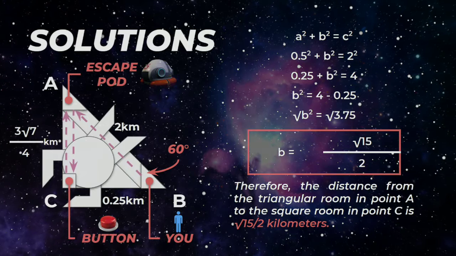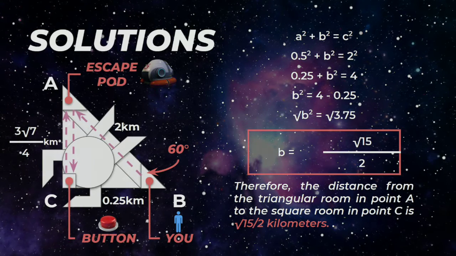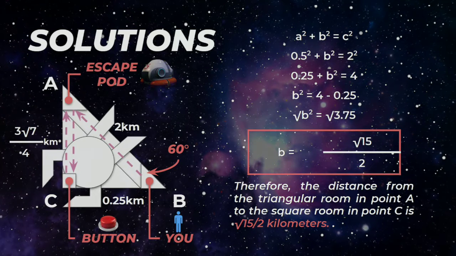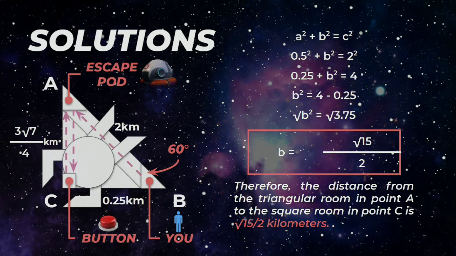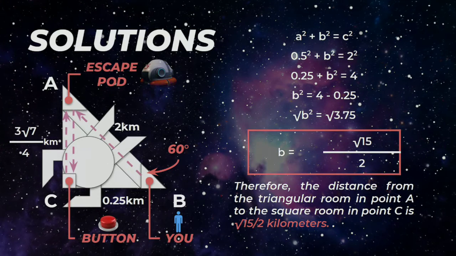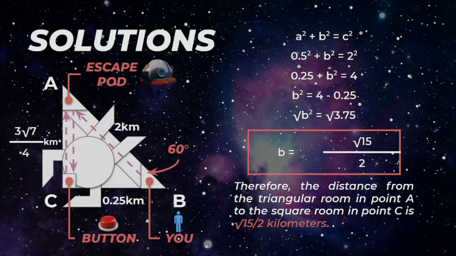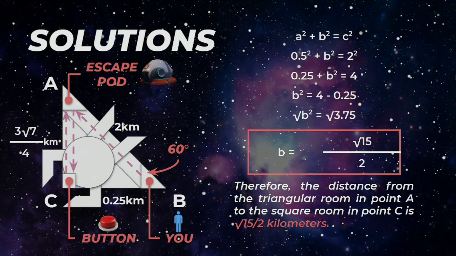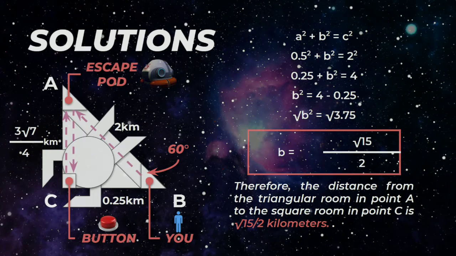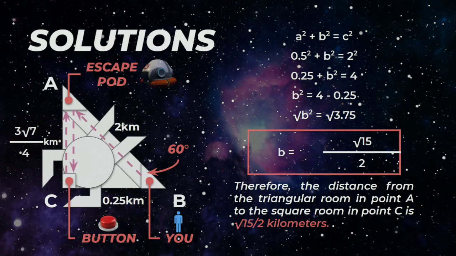b using the Pythagorean theorem, which states that a squared plus b squared is equal to c squared. So we're going to get 0.5 squared plus b squared is equal to 2 squared. 0.5 squared is equal to 0.25, while 2 squared is equal to 4. In transposing 0.25 to the other side, we're going to get b squared is equal to 4 minus 0.25. 4 minus 0.25 is equal to 3.75, and now we need to square root both sides.